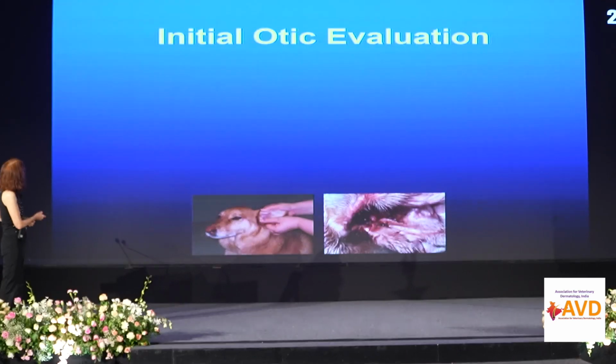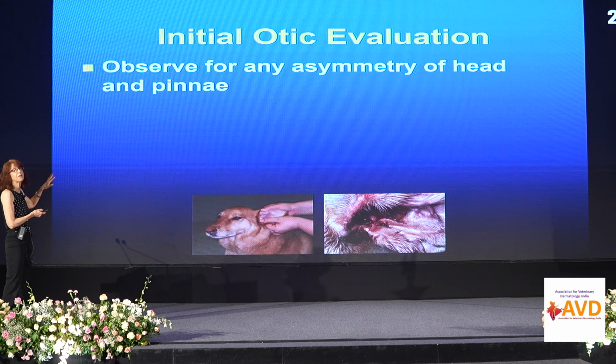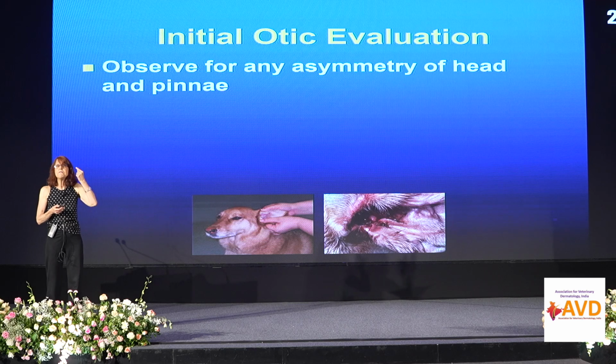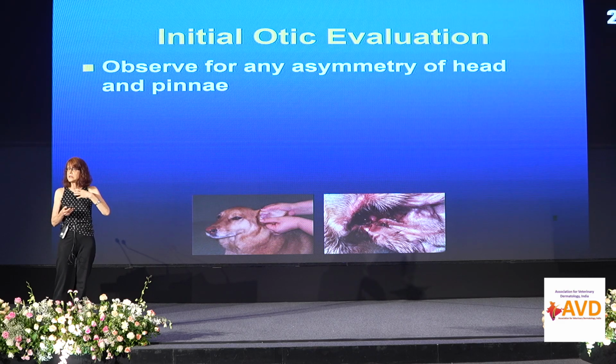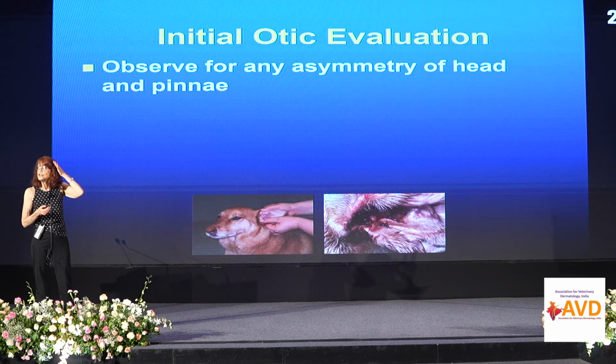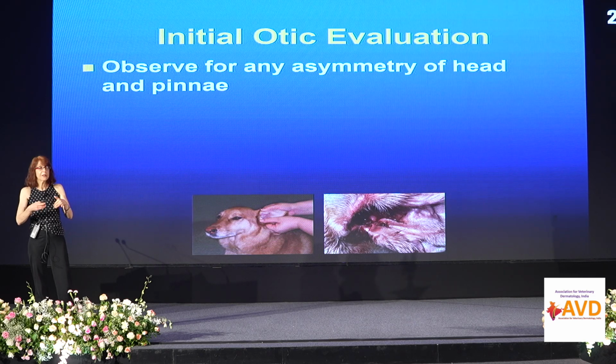Okay, initial otic evaluation. Observe for any asymmetry of the head and pinna. When you have otitis media, the facial nerve can be damaged. If you have damage of the facial nerve, you have facial nerve paralysis. And then what you're going to see is drooping of the pinna and lips on the affected side. And they don't blink, okay? So that gives that asymmetry of the head.